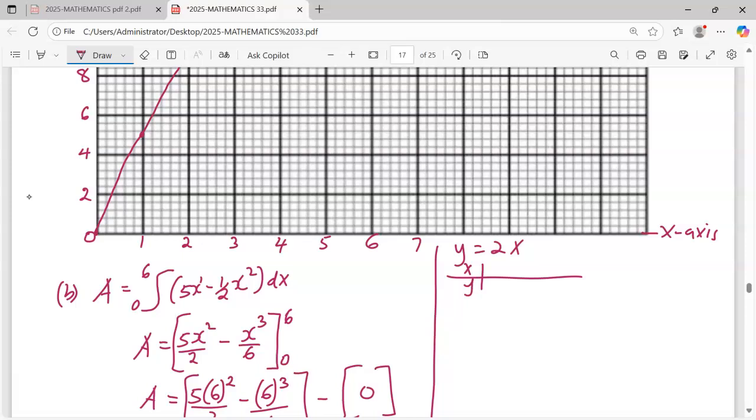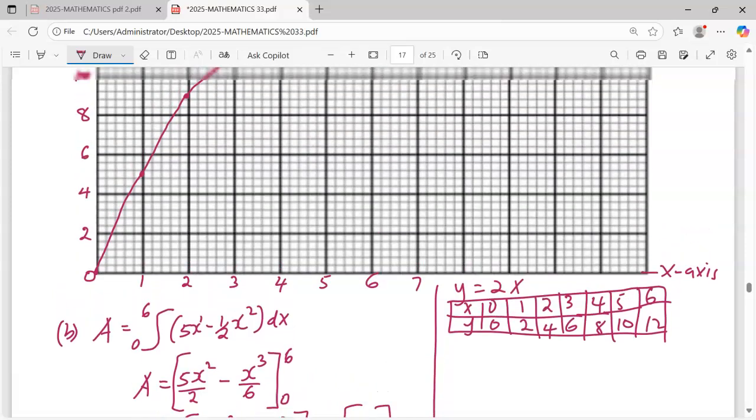When the value of x is 0, y is going to be 0. When the value of x is 1, the value of y will be 2. When it is 2, this one will be 4. When it is 3, the value of y will be 6. When it is 4, this one will be 8. When it is 5, this one is going to be 10. And when it is 6, this one is going to be 12. Having done that, we can now draw that particular line.